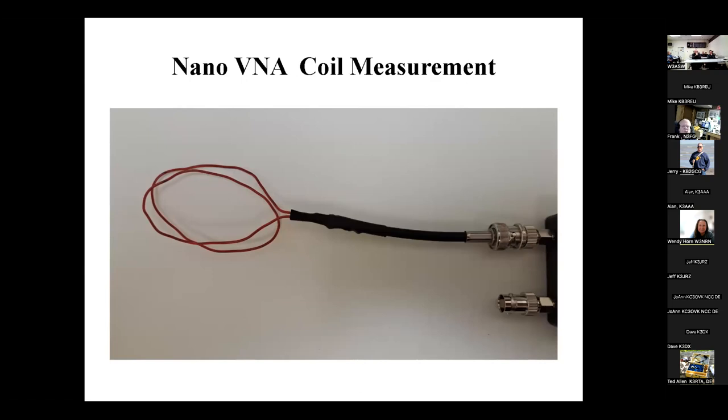The other thing that I did, which I thought was interesting, was I also made it into a dip meter. A sniffer probe. Yeah. That's cool. Basically, it's just a little piece of wire with a BNC on the end of it, which is kind of cool. I'll pass this around. And I put that up against a coil.